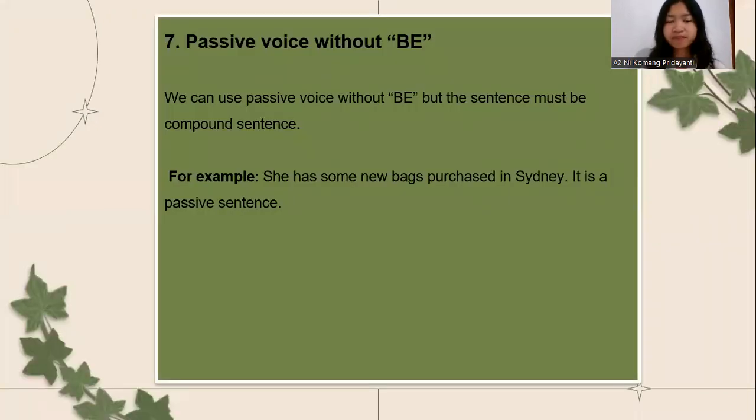And then passive voice without be. We can use passive voice without be, but the sentence must be a compound sentence. Okay, for the example, she has some new bags, but he said in Sydney, it is a passive sentence. So it is a passive sentence.